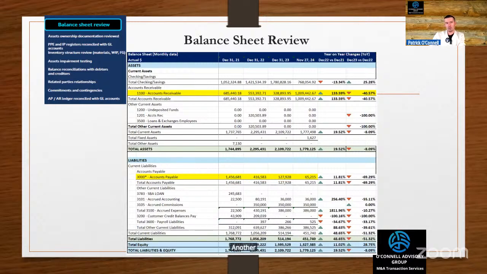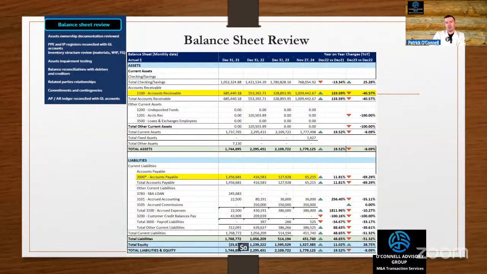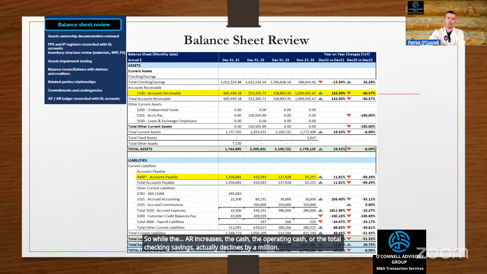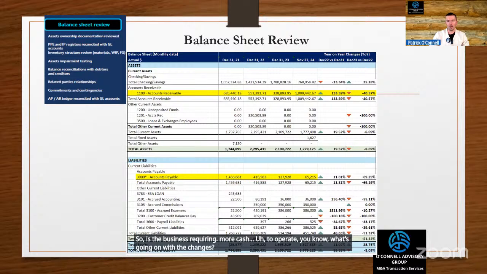Another one I would ask for, since we talked about it, is to look at the checking and savings. So while the AR increases, the operating cash, or the total checking and savings, actually declines by $1 million. Is the business requiring more cash to operate? What's going on with the changes? I would probably want to unpack the cash activity through discussions with management and that bank statement review.